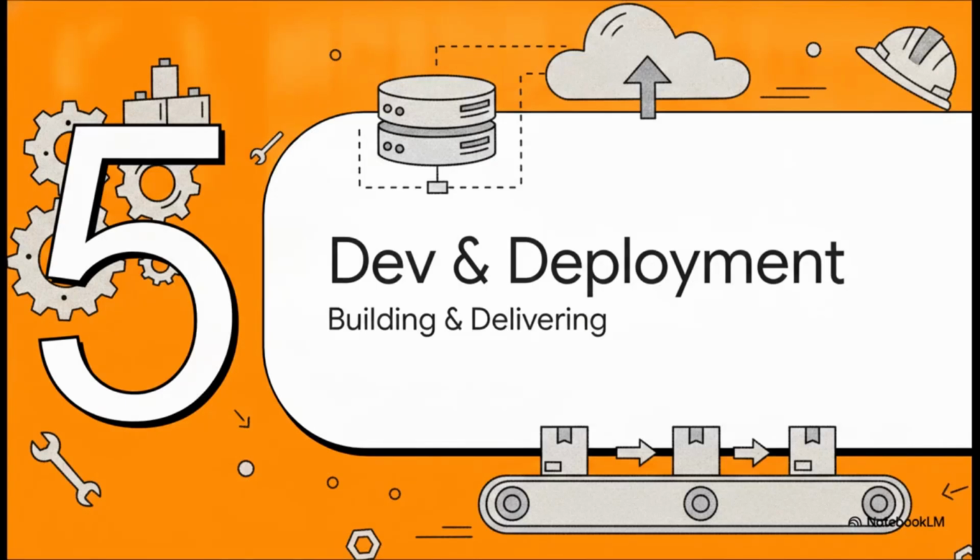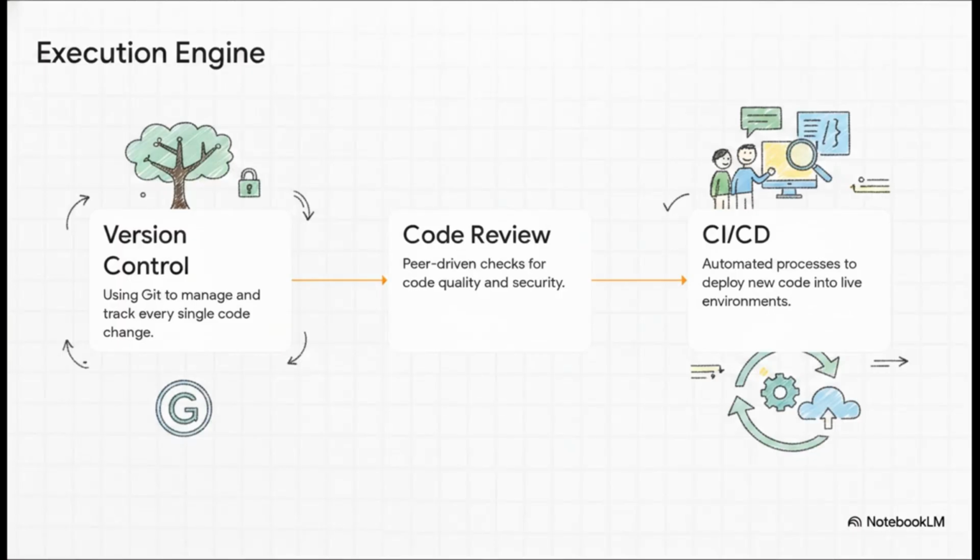All right, on to Phase 5, development and deployment, building and delivering the actual product. This right here is the engine room. It's the execution phase where the actual development happens. Developers and DevOps engineers utilize a modern pipeline, heavily relying on Git for version control and CI/CD pipelines to seamlessly deploy code. This setup provides the velocity to deploy frequently, while mandatory peer code reviews act as the ultimate safety net, catching bad code before it causes problems.